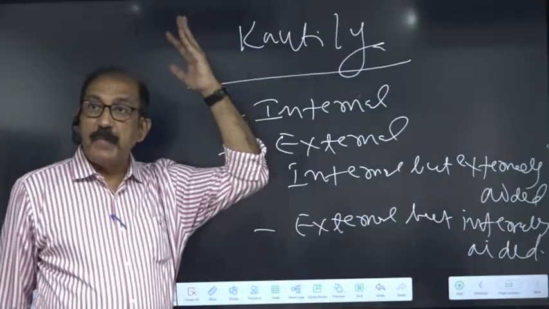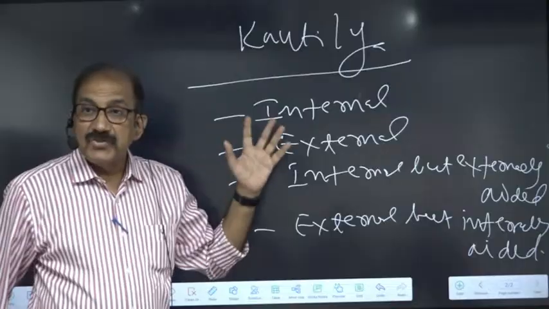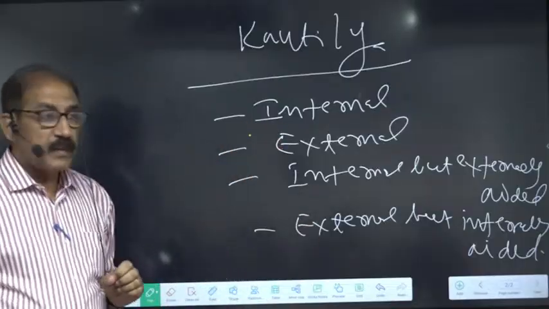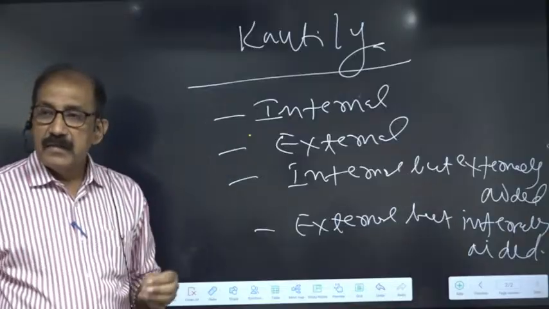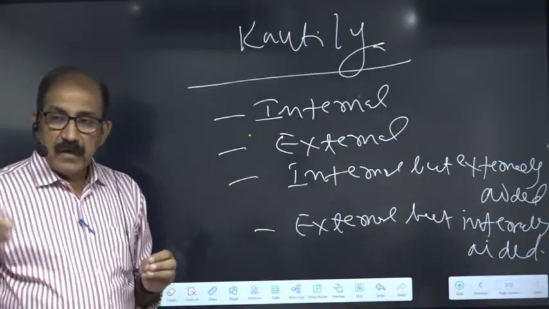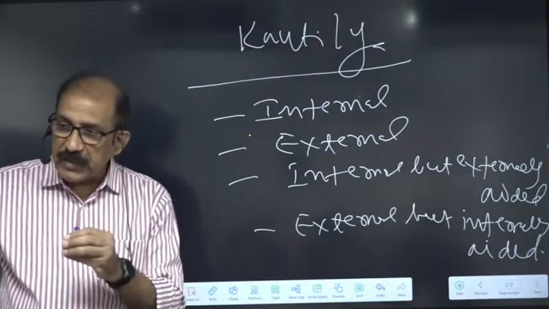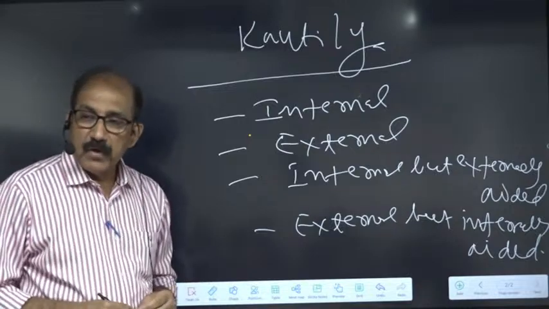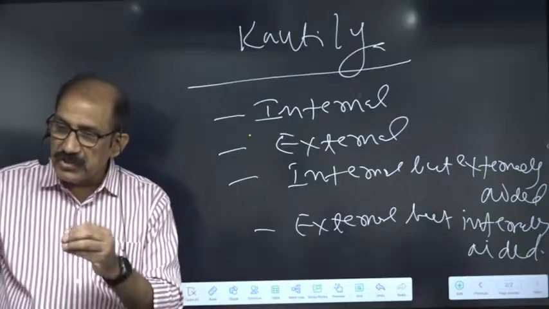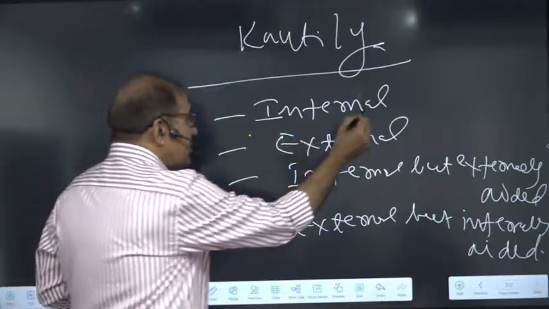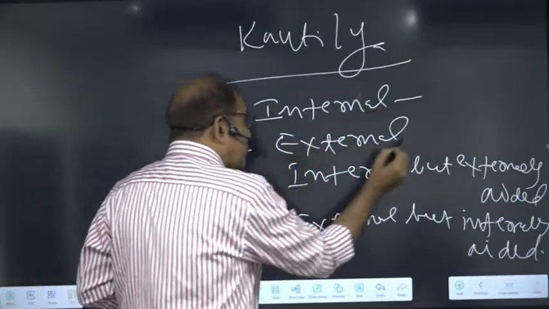See, look into the period when Kautilya was there. And this remains relevant even now. Internal, you are all aware. Naxal violence is an internal problem. Separatism in Jammu and Kashmir is an internal problem. Okay? Insurgency in Northeast, internal problem. Communal violence, internal problem. So first is internal, then is external.